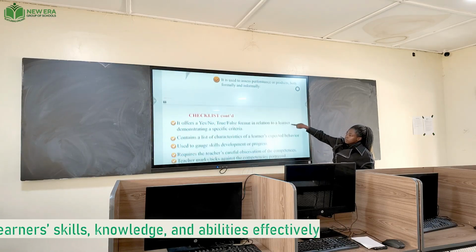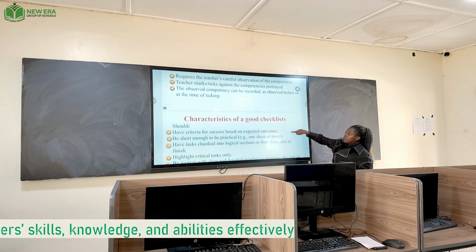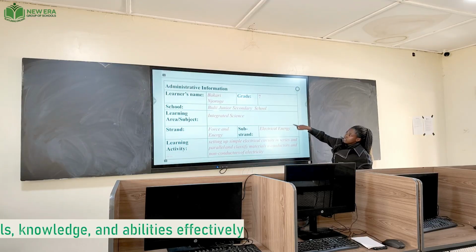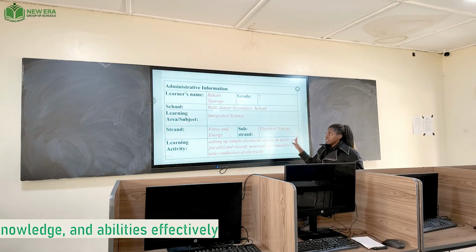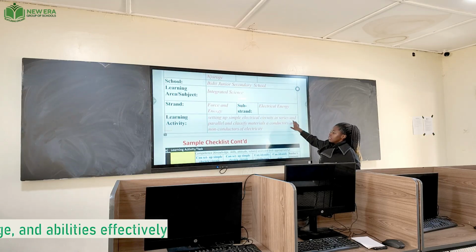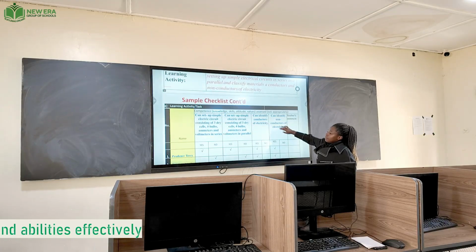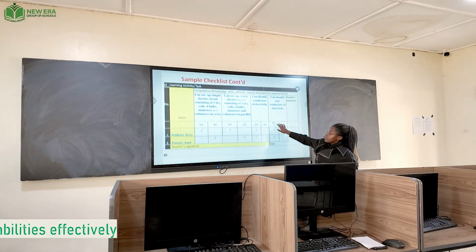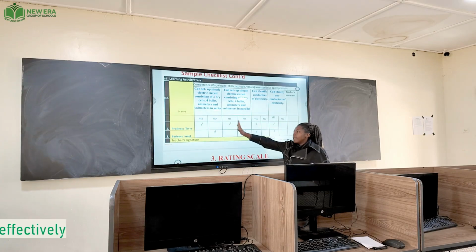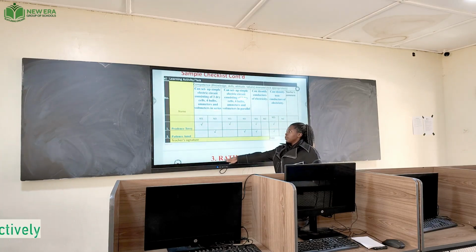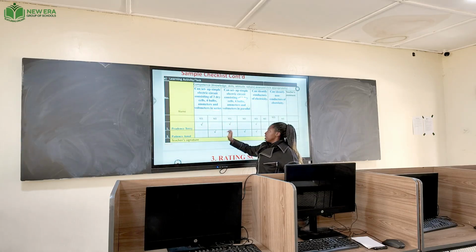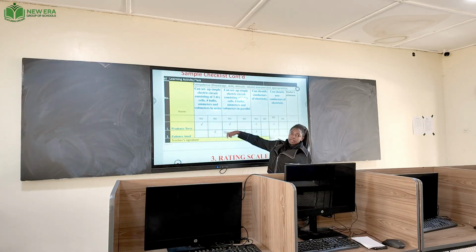So, this is an example of a checklist, where we have Carrie George, a grade 7 learner from BD Junior Secondary School. It's integrated science. And then we have here the competencies listed and whether the learner has achieved it or not. You just tick. If the learner has achieved, you tick yes. If not, you tick no.